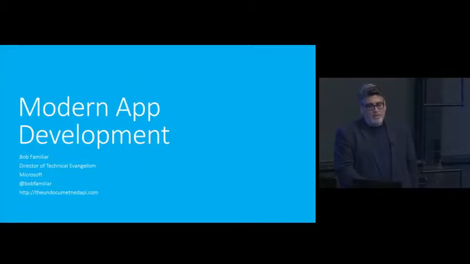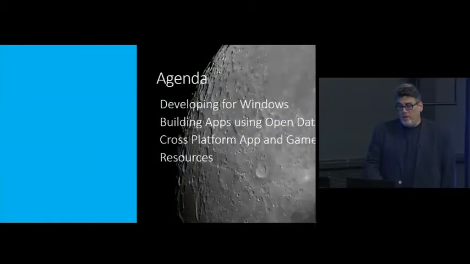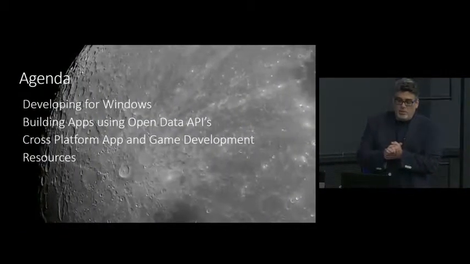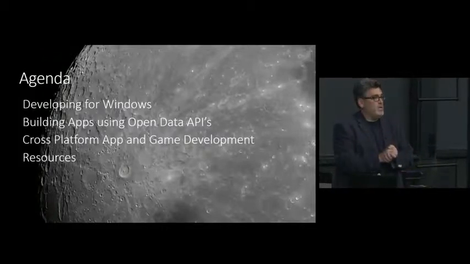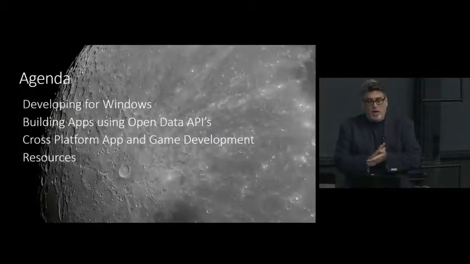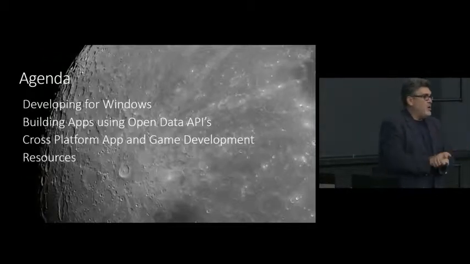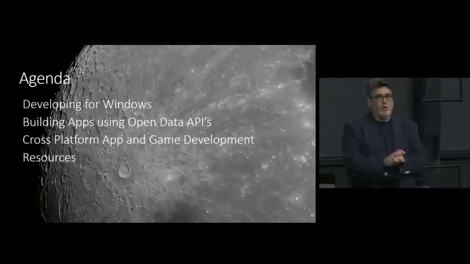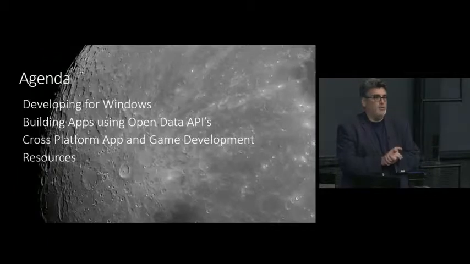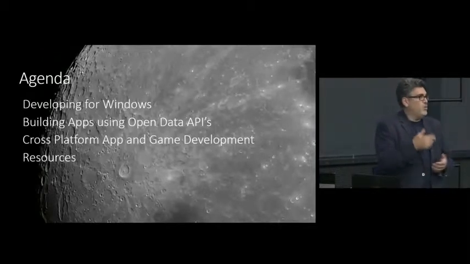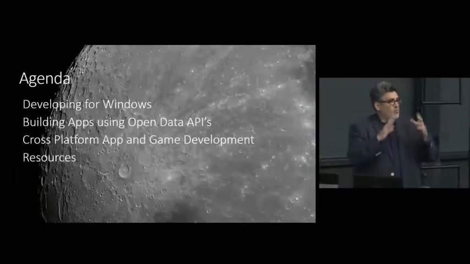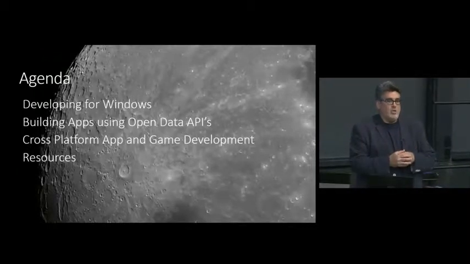So what I want to talk to you about tonight is modern app development on Windows. The agenda is I just want to talk about what it means to develop for Windows. I'm going to dig in a bit. We'll look at some code. We'll talk about building apps that use open data APIs. So if you've been interested in building apps for iOS or for Android or for Windows, and you're interested, hey, I'd like to do something with that Instagram API or Yelp or Facebook, Twitter, I'm going to go over that design pattern. I'm going to show you some examples.